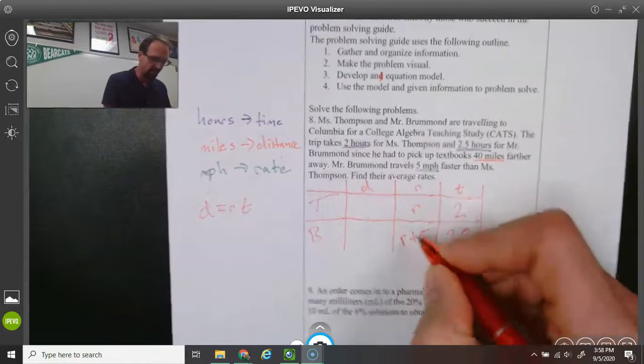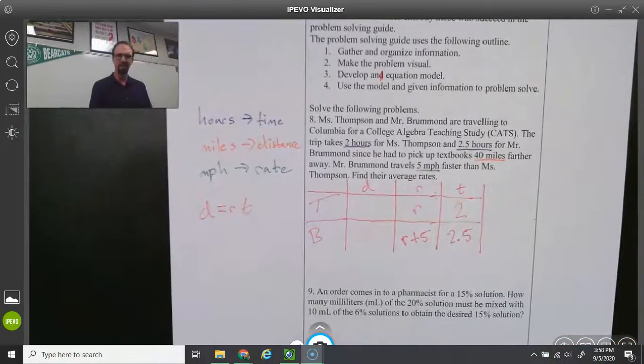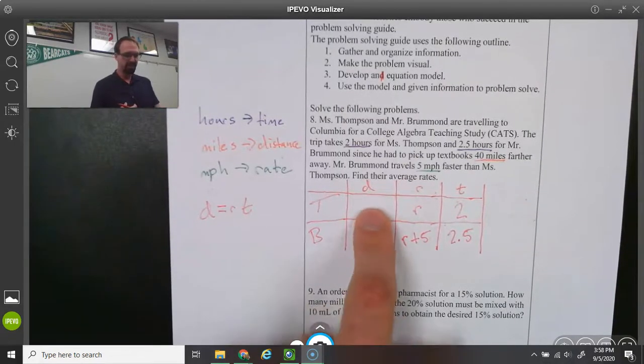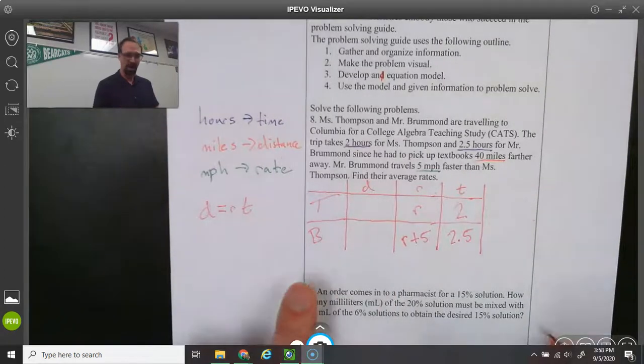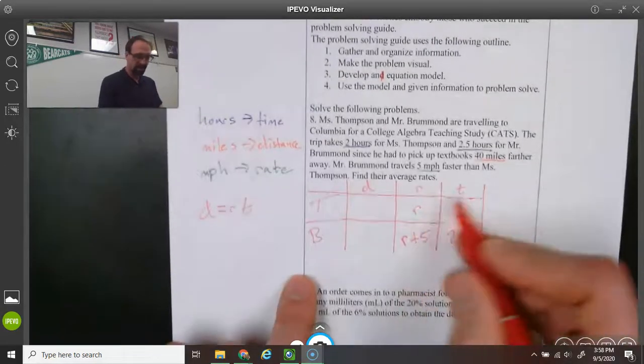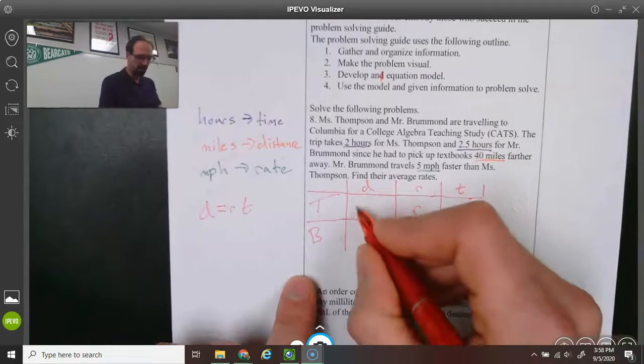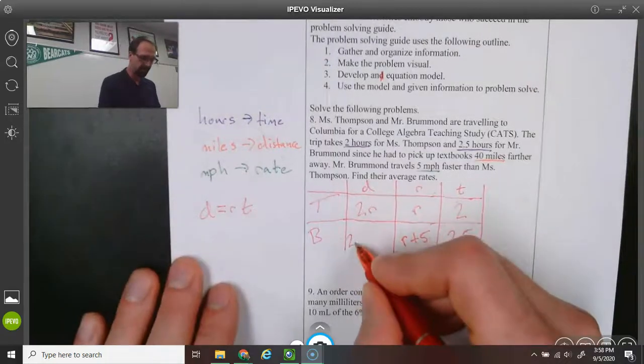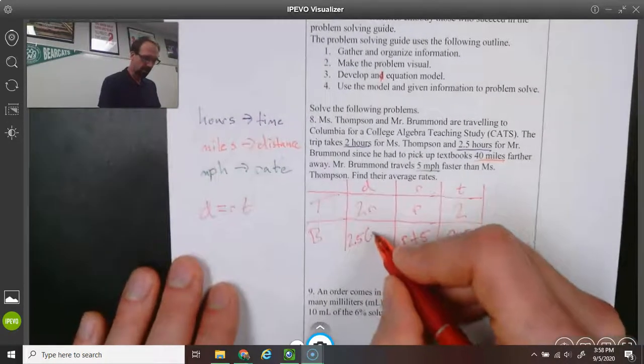Now the distance is also kind of unknown. We got part of it. Mr. Brumman had to pick up textbooks 40 miles further away, so we know that 40 miles is going to play into it here. The distance is equal to the rate times time, so for Ms. Thompson it would be 2 times r, and for Mr. Brumman it would be 2.5 times r plus 5.